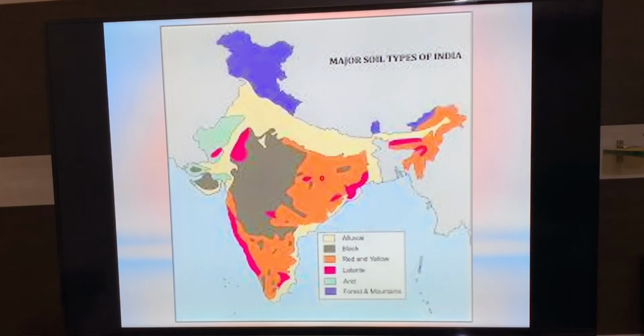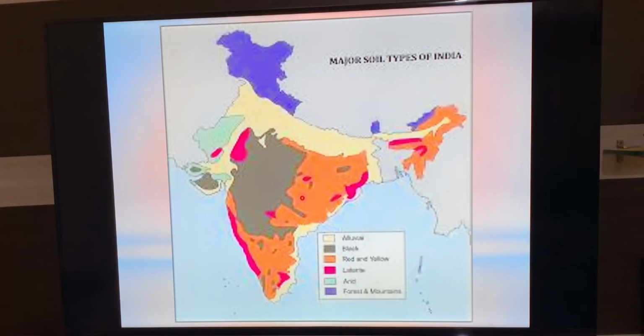Next we will learn about the red soil. The orange color you see in the map is red soil. Red soil is formed from the weathering of granite, gneiss and other crystalline rock. The color of the soil is red or reddish brown. The geographical feature is that it is more sandy, less clayey, and does not retain moisture. The crops grown in red soil are ragi, millet, groundnut, tobacco and potato.